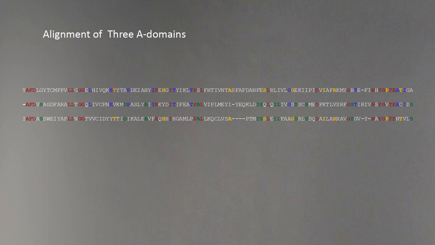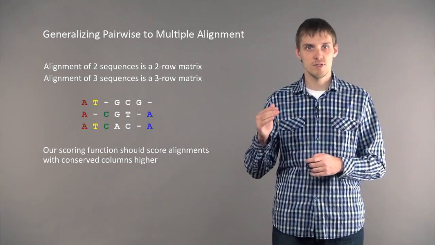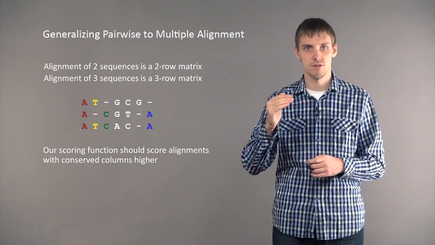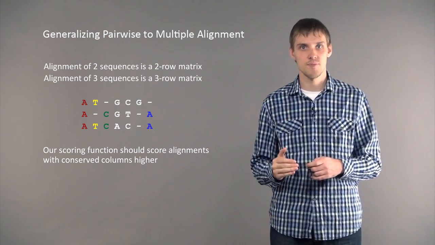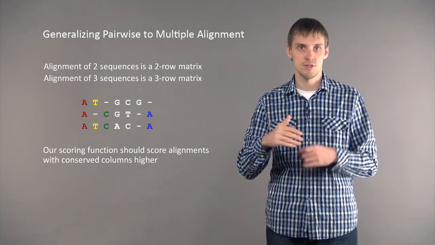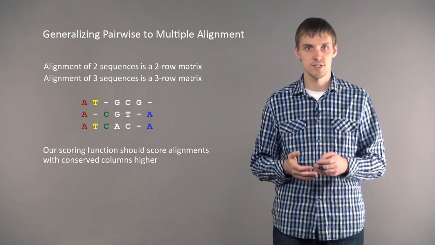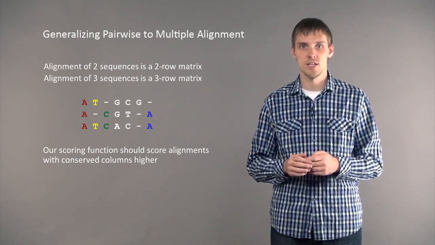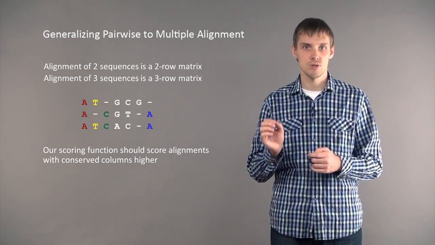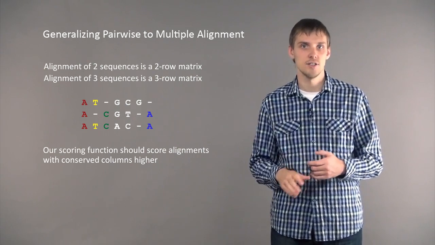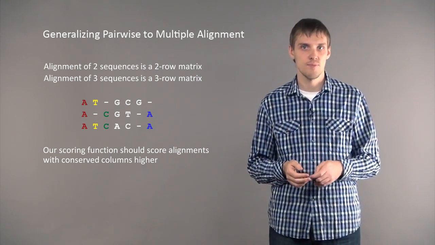So let's generalize pairwise alignment to multiple alignment. Previously, we used a two-row matrix for alignment of two sequences. Now, when we want to represent alignment of three sequences, let's use a three-row matrix. And we will need to design our scoring function to score alignments with more conserved columns higher than otherwise.